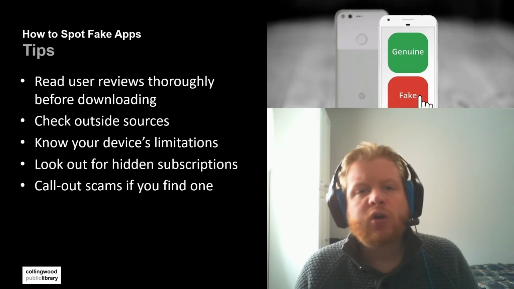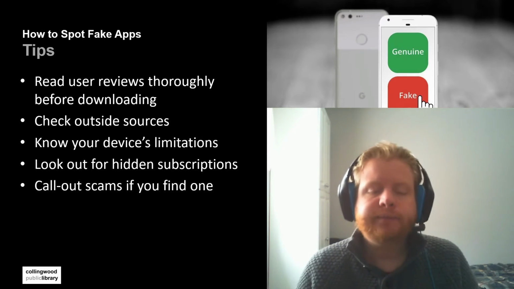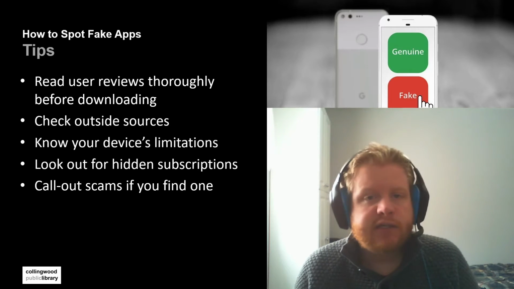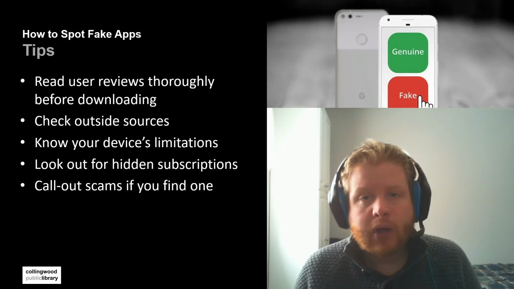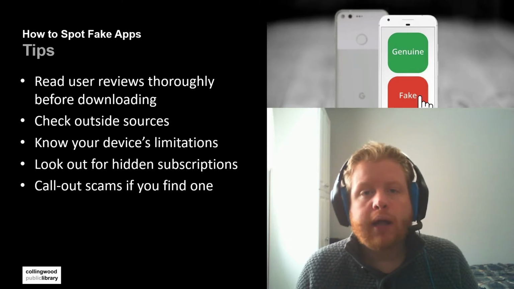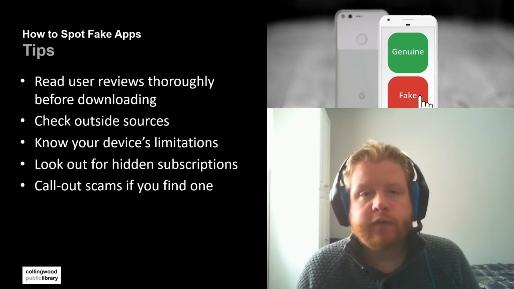So if things look off in regards to the review, generally the reason is it's being generated by the fake app itself. Next, we want to check out outside resources. So this is simply hopping on the web, searching up the app name, seeing what people online have to say about it. Generally for fake apps, there are quite a few websites that will vet or let you know that this app is actually a fake and you should avoid it at all costs. So, check outside resources before downloading.